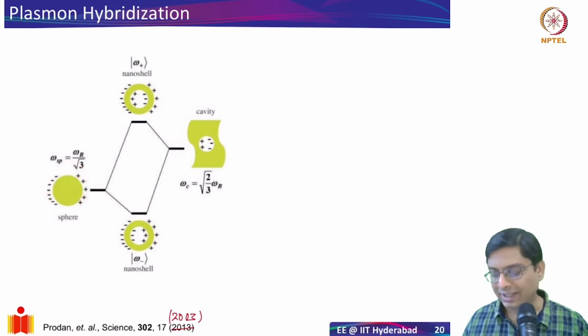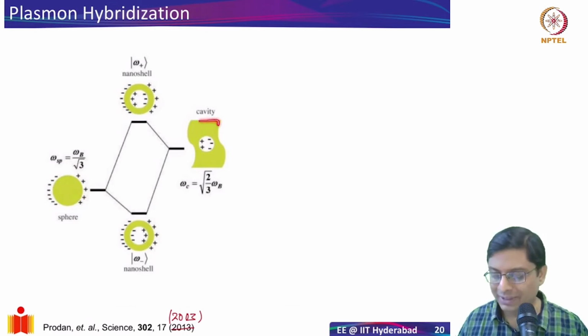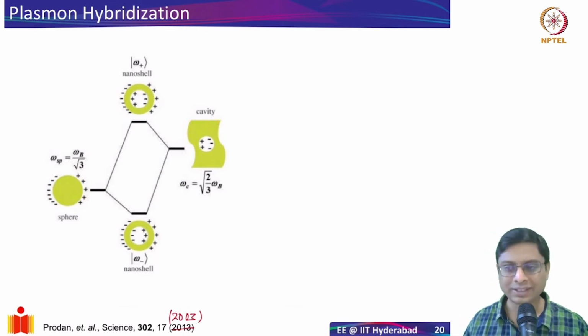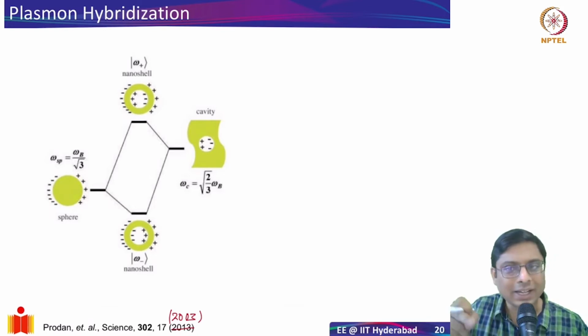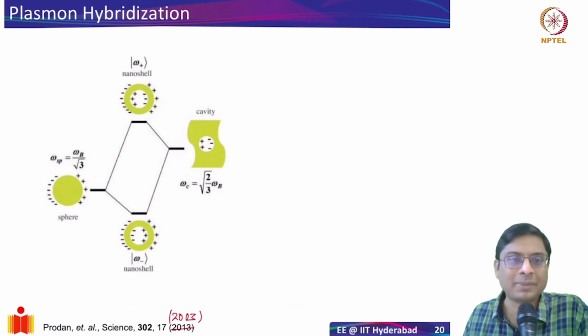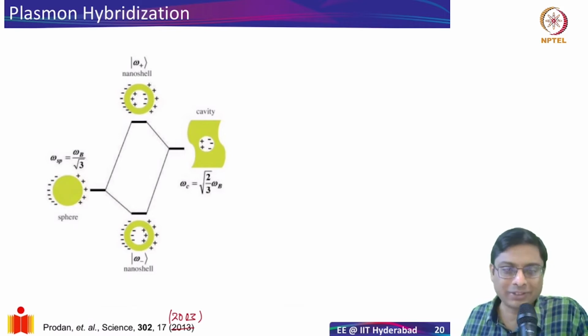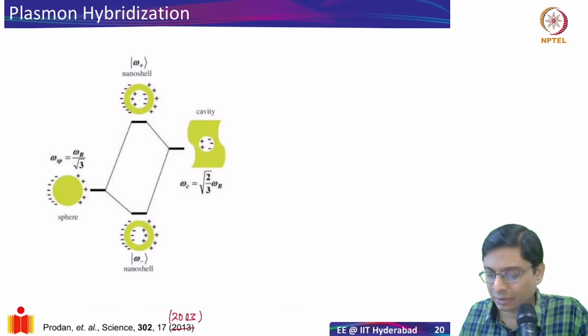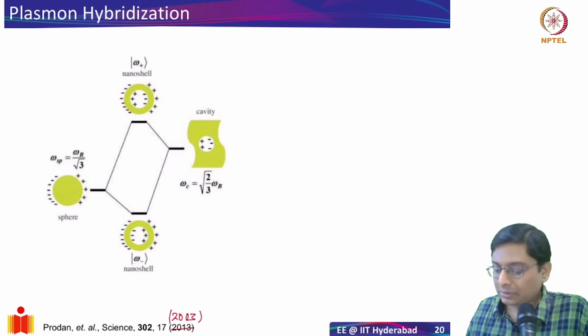Now I'll create another structure, which is basically a cavity structure. So instead of making a sphere, I'll take an entire volume of, let's say, gold and etch out the center. So I'll make a hole in that. Again, by what is known as Babinet's principle, it also exhibits plasmonic resonances. And the resonances are again going to be determined by the size of the hole and so on.